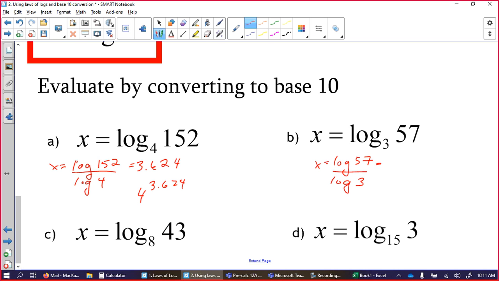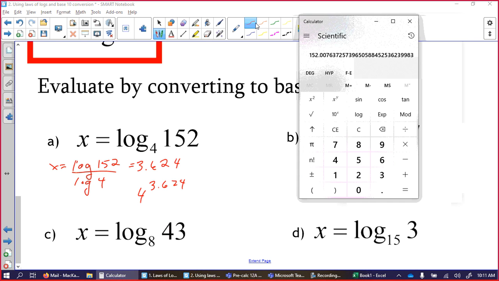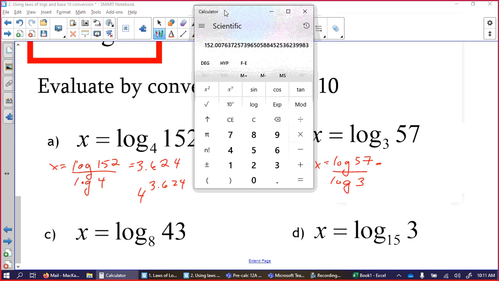Log of 3, throw it in the calculator, because there's no other way to do this. 57 log divided by 3 log. Let's see if I do L. Oh, it is. Excellent. 3.68. 3.68.